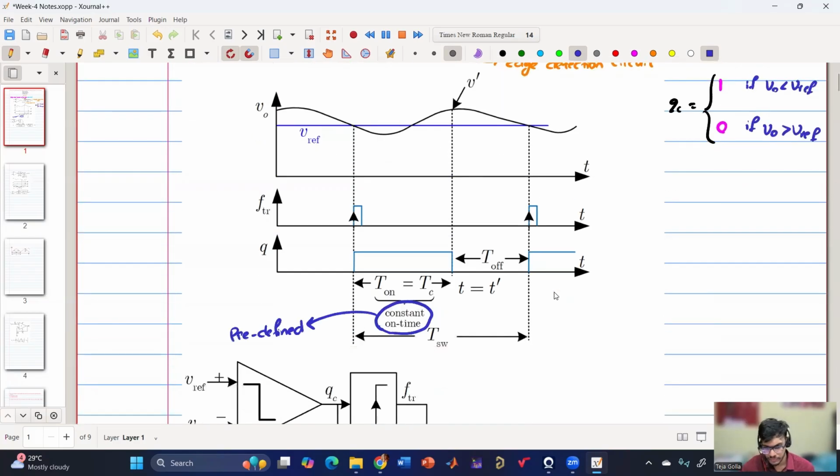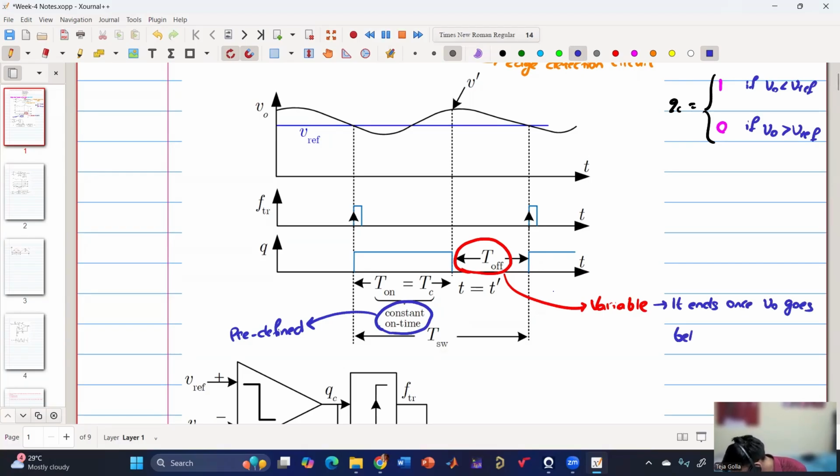An important aspect is that T off is variable because on time is fixed. So in the case of fixed frequency, the duty ratio is variable and the switching frequency is fixed. Whereas in constant on time, the on time is fixed and the off time is variable. And then the off duration ends once V naught goes below V reference.